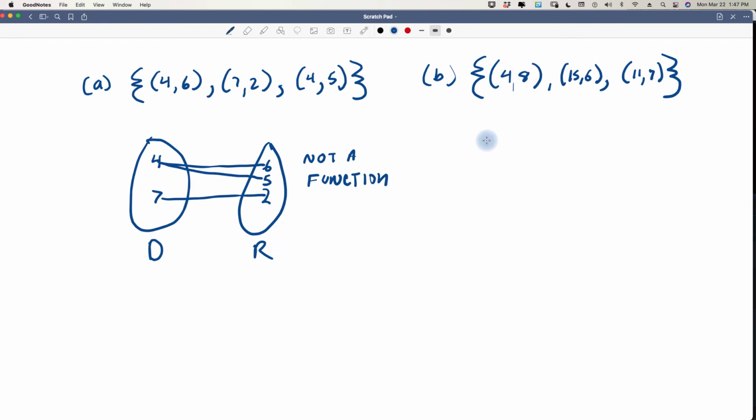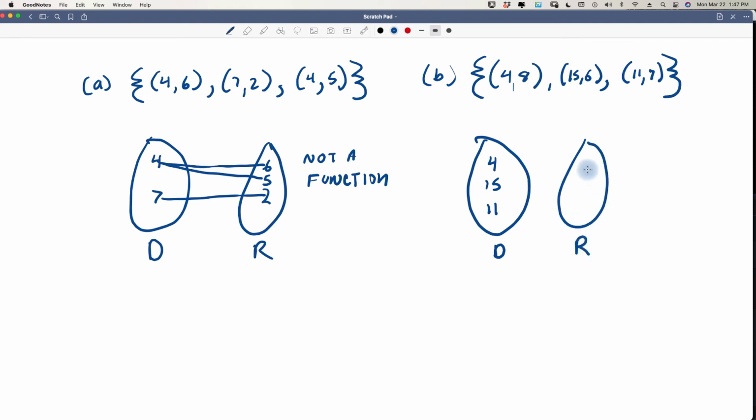All right, for B, what do we have? In our domain, we have a 4, we have a 15, and we have an 11. And in our range, 4 maps to 8, 15 maps to 6, and 11 maps to 7. Is this a function? Yes. It is a function because each x has only one y. Okay?